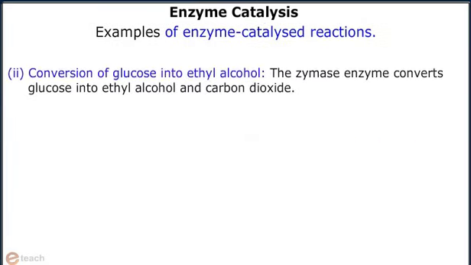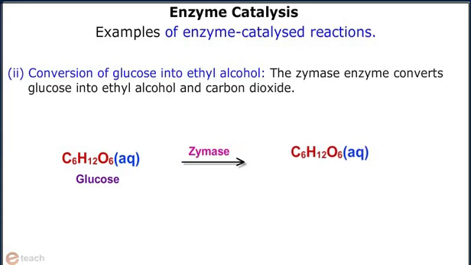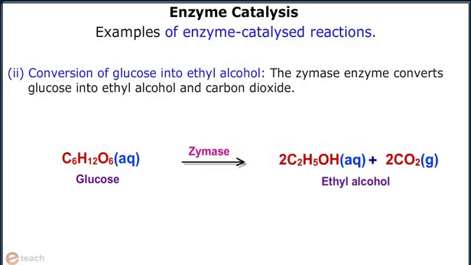A second example is conversion of glucose into ethyl alcohol. The zymase enzyme converts glucose into ethyl alcohol and carbon dioxide. The reaction taking place is C6H12O6, in presence of zymase as a catalyst, gives 2C2H5OH plus 2CO2. The zymase enzyme acts as a catalyst in this reaction.